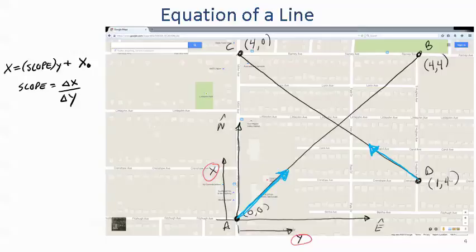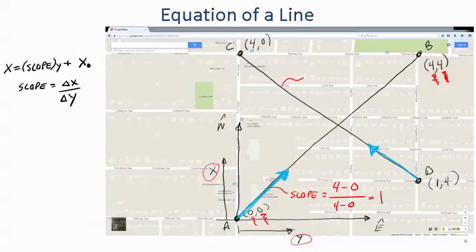So for this line, the slope is going to be equal to, so the x component of our destination is 4, and the x component of our origination is 0, so we go 4 minus 0. And the y component of our destination is 4, and the y component of our origin is 0 here. So that gives you 4 minus 0. And these are units of distance, so you get a slope equal to 1.